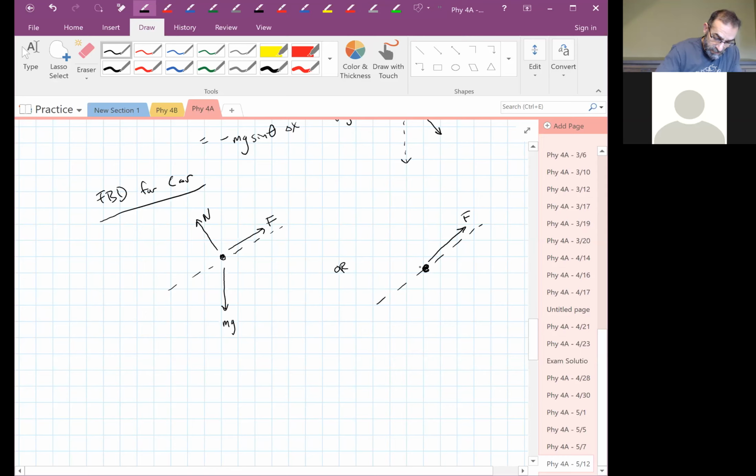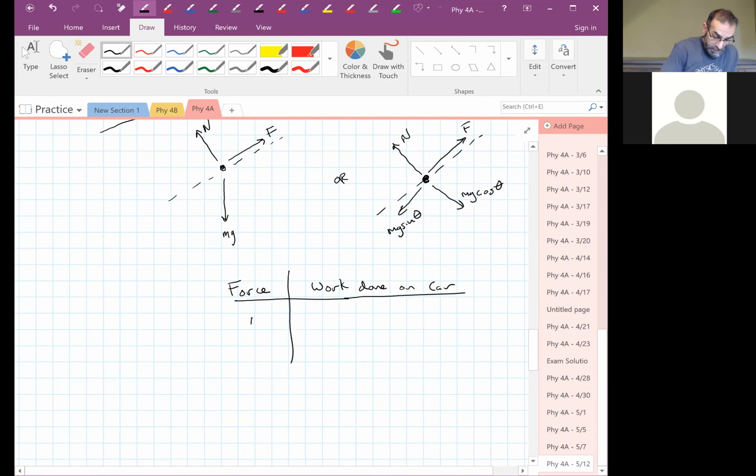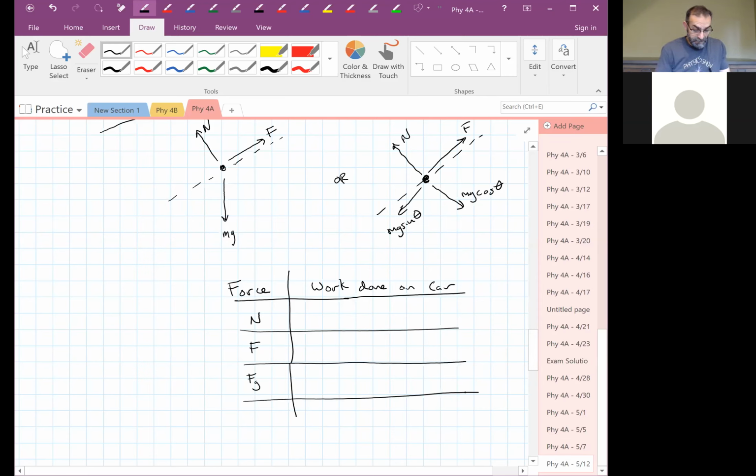Oops, what did I do? We've got our mg cosine theta, mg sine theta. So now help me fill in this table. I'm going to list all the forces acting on our object, and you're going to come up with the work done on the car by that force. So what are they? There's the normal force. There's our force up the incline, causing the car to go up the incline. And there's gravity. And then what are we going to do? We're going to add them up.